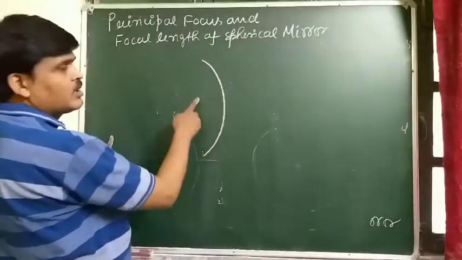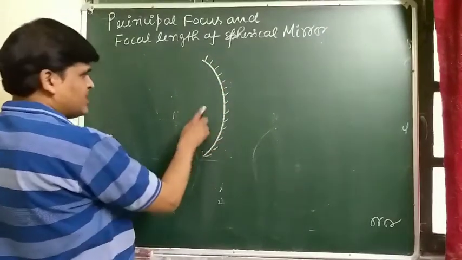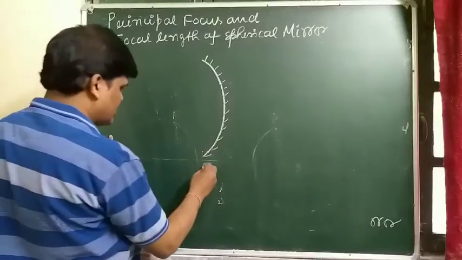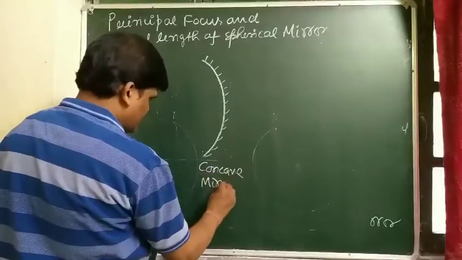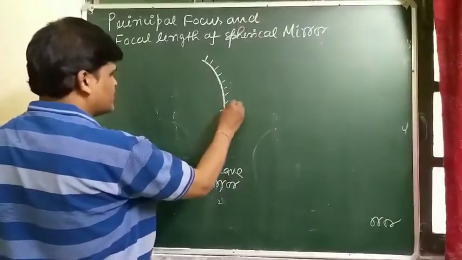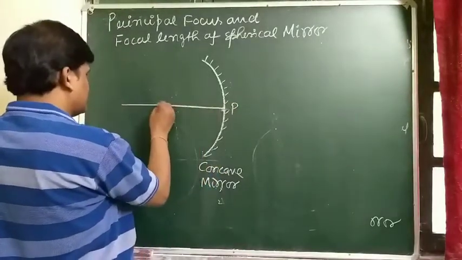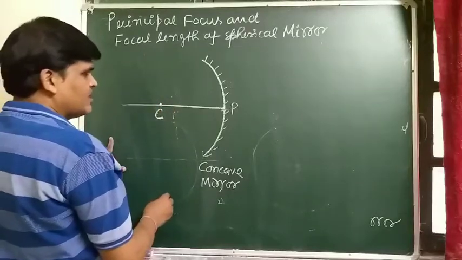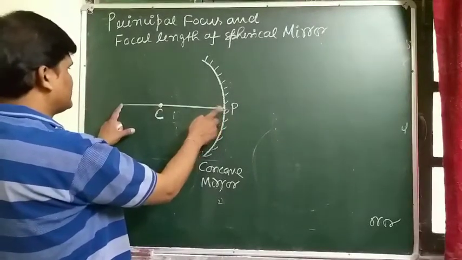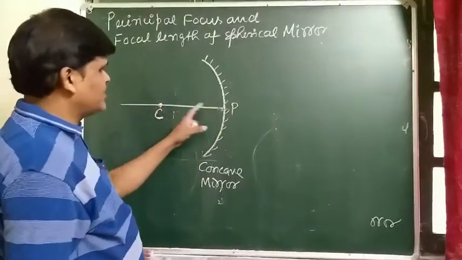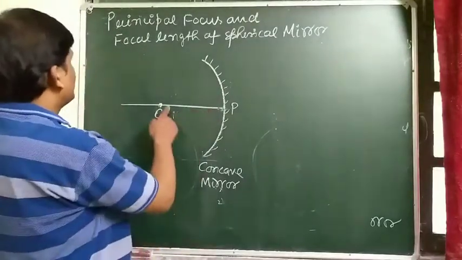So this is the concave mirror. Reflection is taken from the inward portion. Concave mirror. This is the pole of the spherical mirror, and this is the center of curvature, and this is known as what? Principal axis. A straight line joining the center of curvature to the pole of the spherical mirror is known as what? Principal axis.